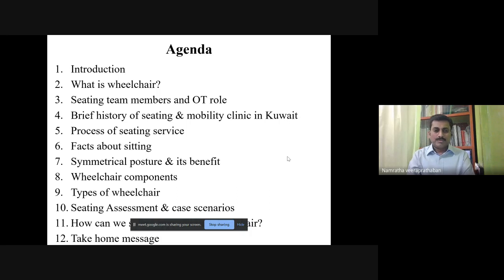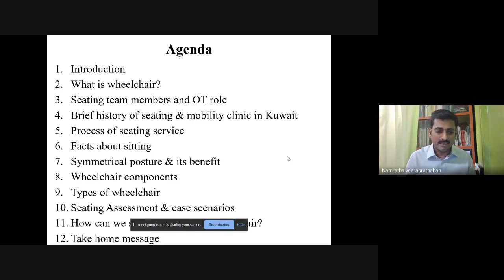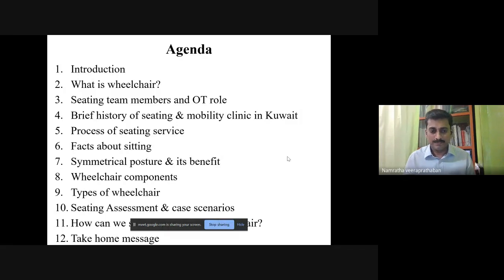We are going to see the introduction, what is a wheelchair, and seating team members and OT role. We are going to see a brief history about seating and mobility in Kuwait, how it developed, and the process of seating service. Then facts about sitting posture, symmetrical posture and benefits, the wheelchair components in detail, and the types of wheelchair.